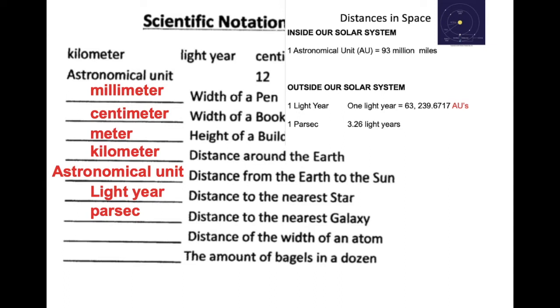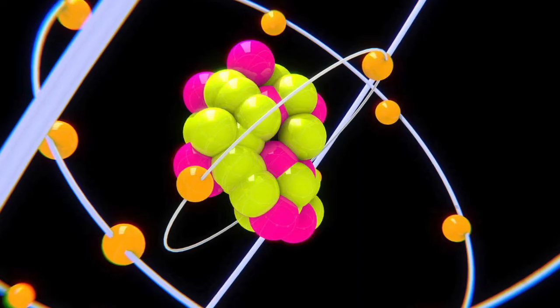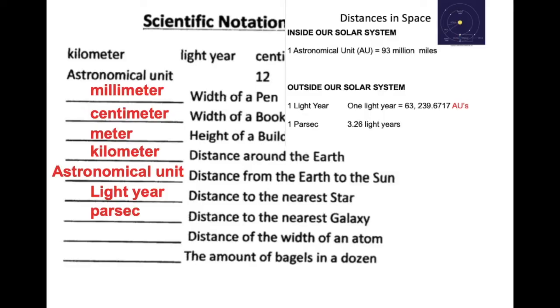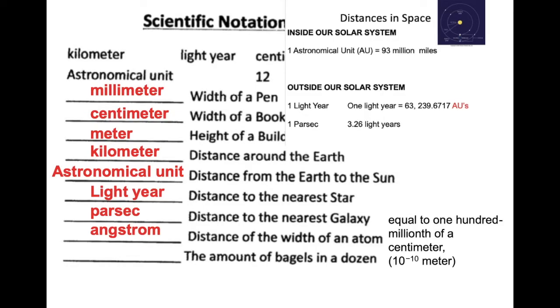Now, one that I did not go over is something that's really small, something that we talked about a lot in our unit on the atom. How would you describe a distance that's the width of an atom? You're going to use something called an angstrom. So it's really, really small. It's equal to 1/100th millionth of a centimeter. So in scientific notation, 10 to the negative 10 meters. So you're moving your decimal place over to the left 10 times to equate exactly how small that is.